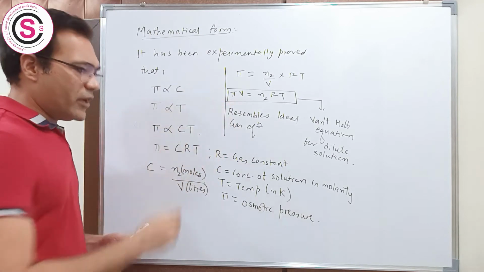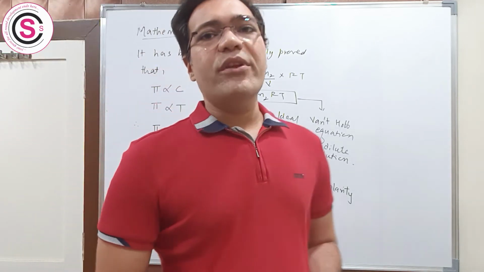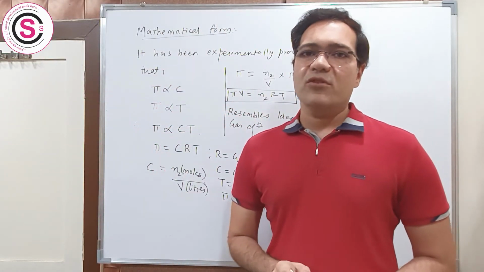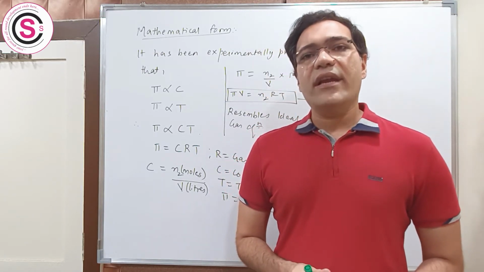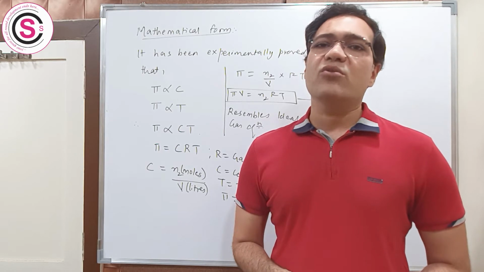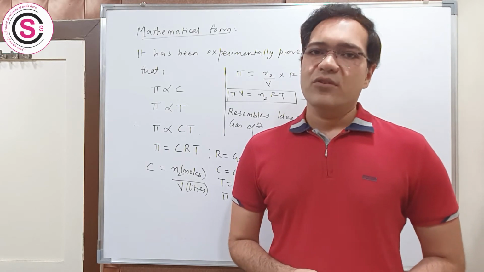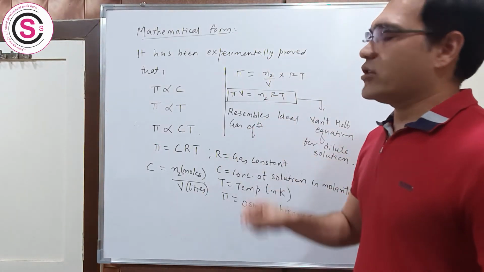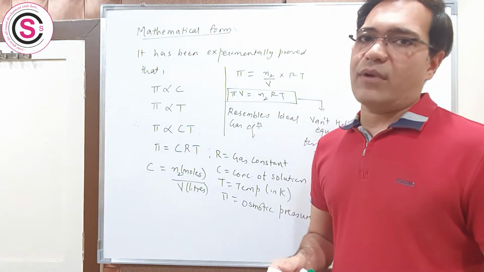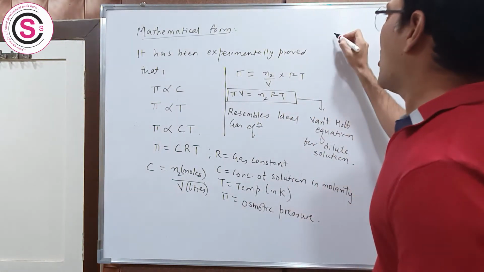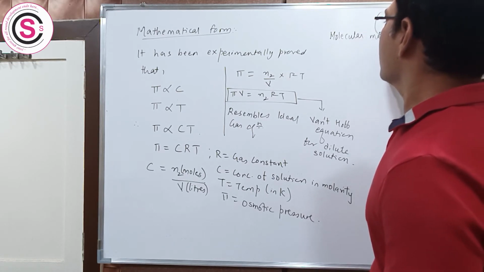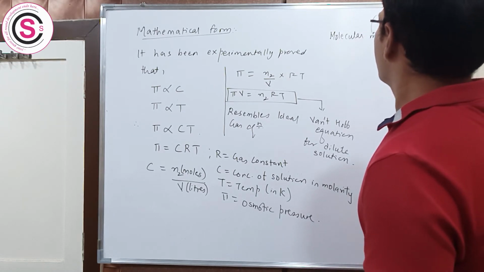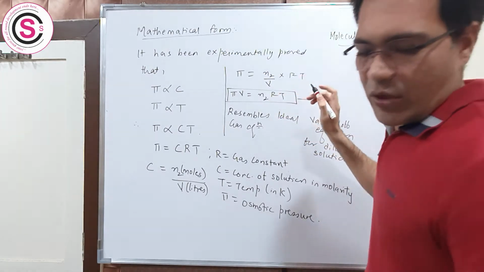Okay, now this particular equation, students, can also be used to find out the molecular mass of solute. As we have seen with all other colligative properties, that the colligative properties of a dilute solution are used to find out the molecular mass of solute. In the same way, osmotic pressure can also be used to find out molecular mass of solute. So let us understand how we can find out molecular mass of solute from this particular equation.